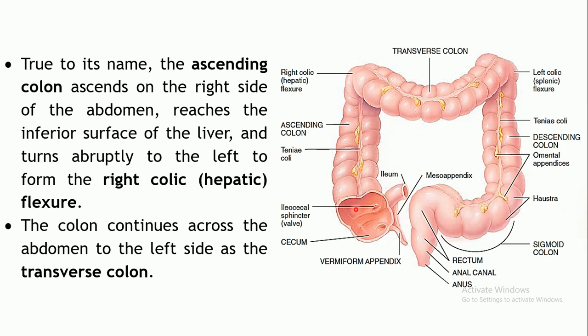It is ascending on the right-hand side of the abdomen, and it reaches the inferior surface of the liver. Somewhere over here lies your liver. Just when it reaches the inferior portion of the liver, it makes a turn. It turns abruptly. A sharp turn is taken by this colon, and that particular part is known as the right colic flexure, also known as the hepatic flexure. So it makes a turn towards the left-hand side.